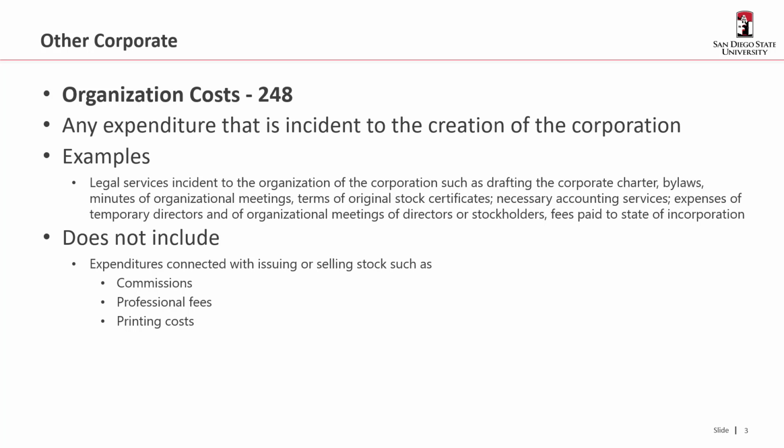So if you pay a commission to a broker to go out and find all the folks that are interested in subscriptions, finding all the folks interested in buying your stock, those professional fees associated with going public and the printing costs of your S1, your S3, things like this, those are not part of your organizational costs. And in fact, as I said before, they just become APIC.